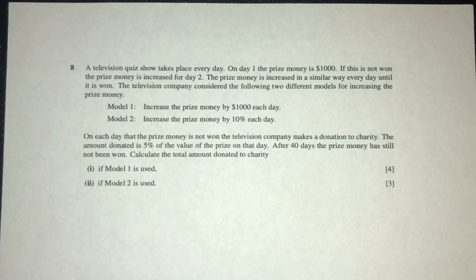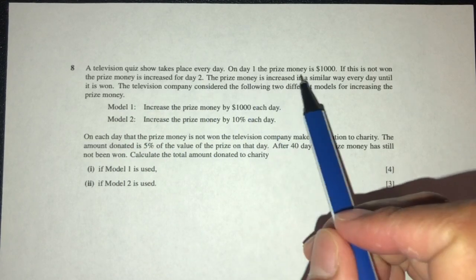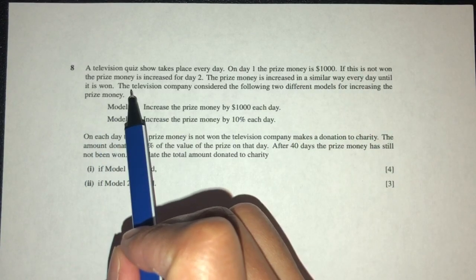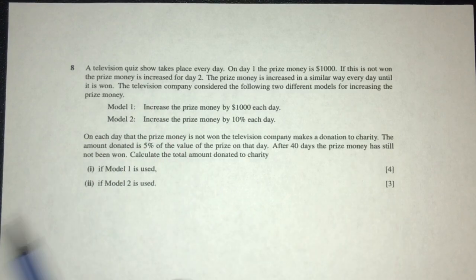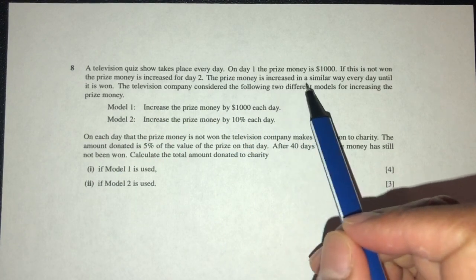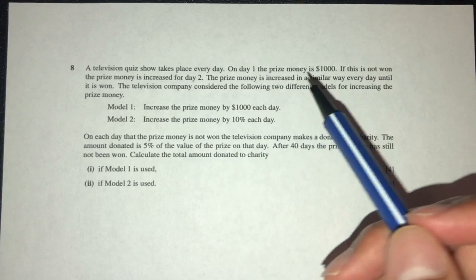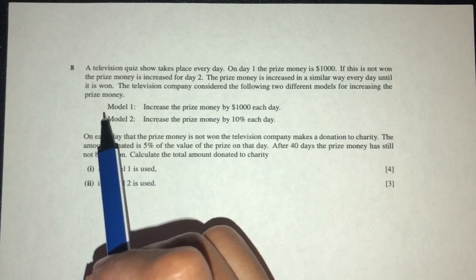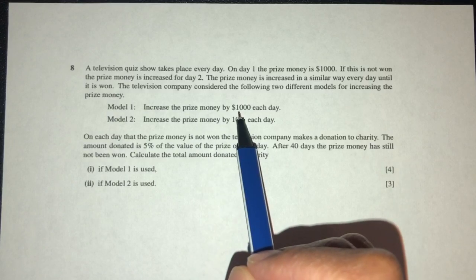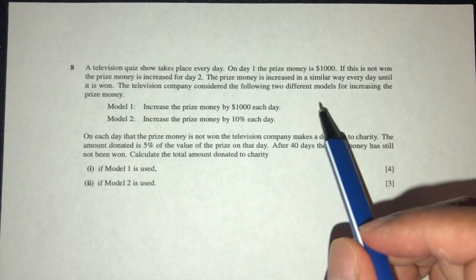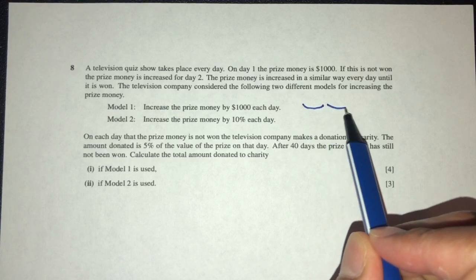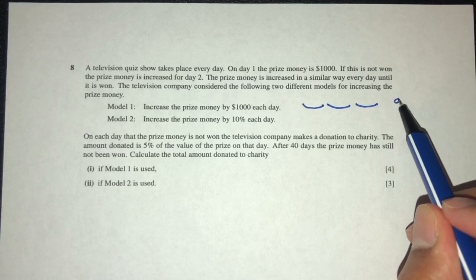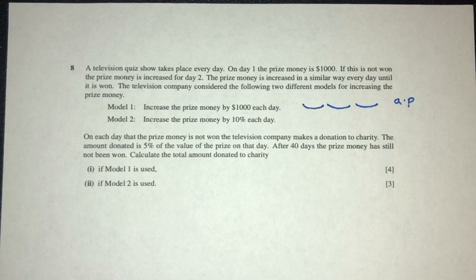A television quiz show takes place every day. On day 1, the prize money was $1,000. If it is not won, the prize money is increased for day 2. Fair enough. The prize money is increased in a similar way every day until it is won. Now the company considered the following 2 models for increasing the prize money. Model number 1, increase the prize money by 1,000 each day. As you can see, every day you're increasing by the same amount, 1,000, 1,000, 1,000. And obviously this will be an AP, an arithmetic progression.